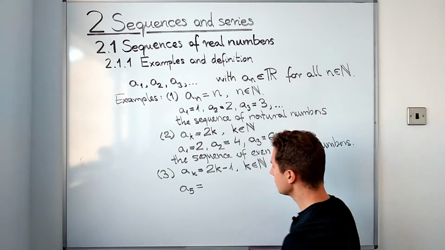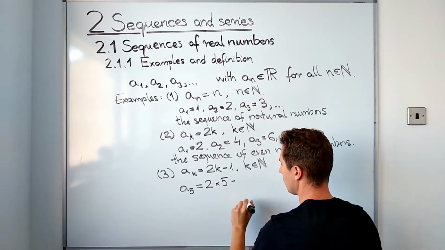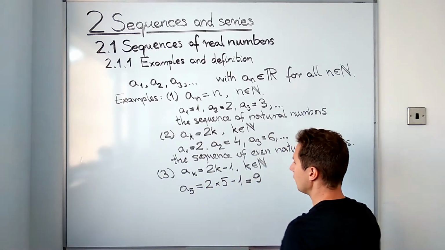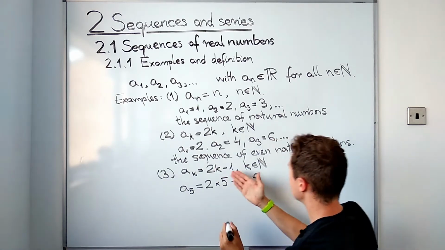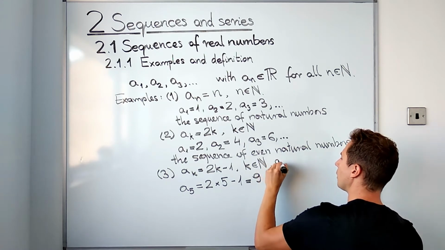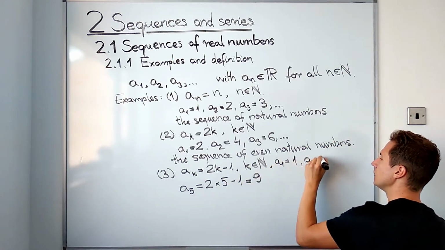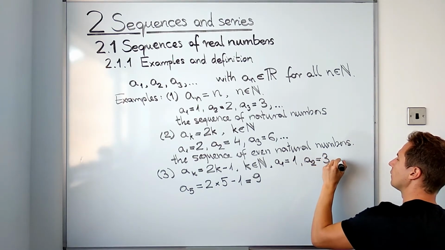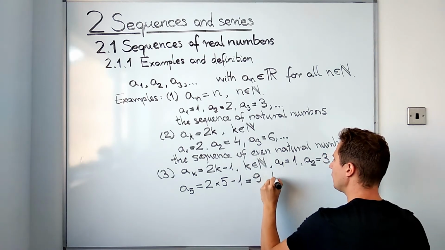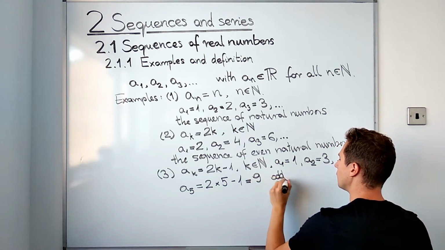Okay, I hope you paused it and have found that it is 2 times 5 minus 1, so that is 9. And you have hopefully realized that this is the sequence of odd natural numbers. So a1 is equal to 1, a2 is equal to 3, and so on, a5 being equal to 9. So let me just write odd natural numbers.